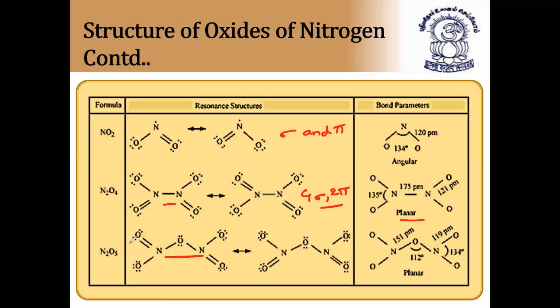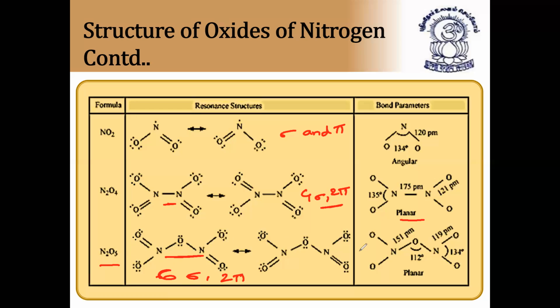So here NO, NO, NO, NO. So here 1 sigma, 1 pi, 1, 2, 3, 4, 5, 6 sigma bonds. 6 sigma bonds. And how many pi bonds? 2 pi bonds. So these are the number of sigma bonds and pi bonds.